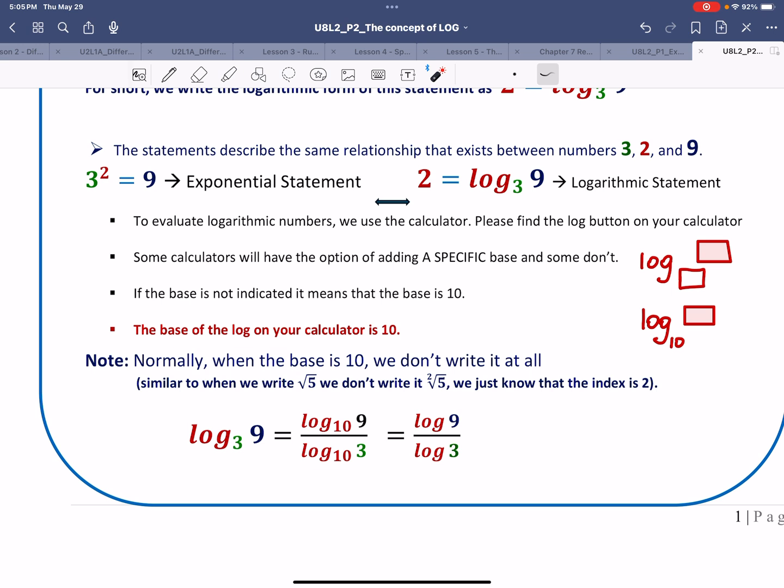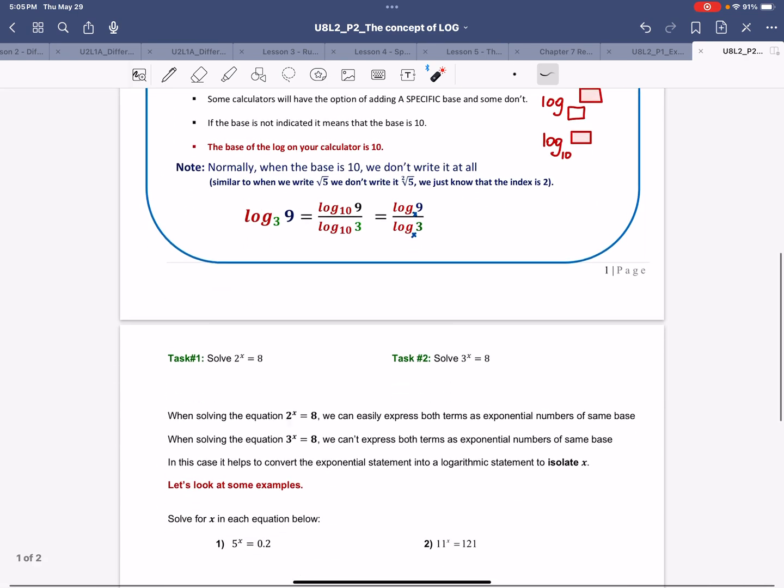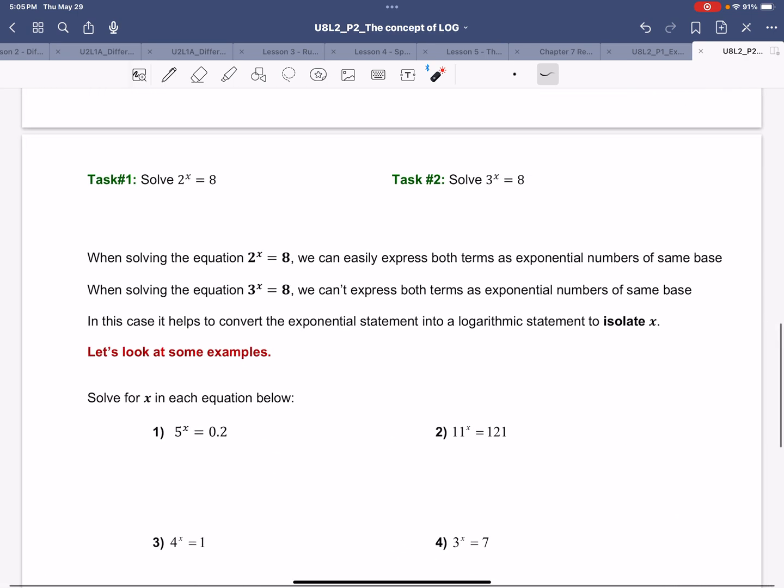Now, if we have a logarithm with a specific base of some number, and we are not allowed to enter a specific base in the log, what we do is we just calculate this as log of 9 over log of 3, and we keep the base the same, 10. So you can actually evaluate this log with any base. If the calculator allows you, you can insert any base you wish if you have the first type of calculator.